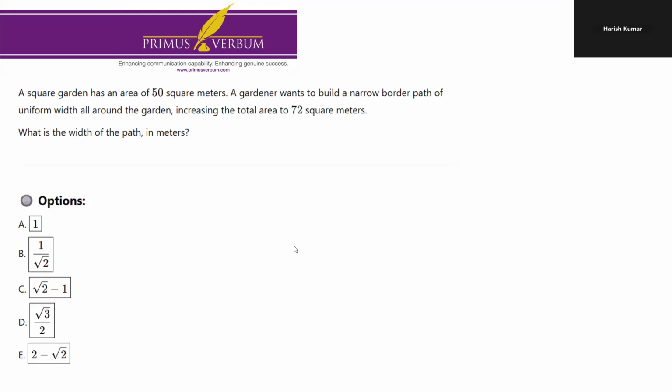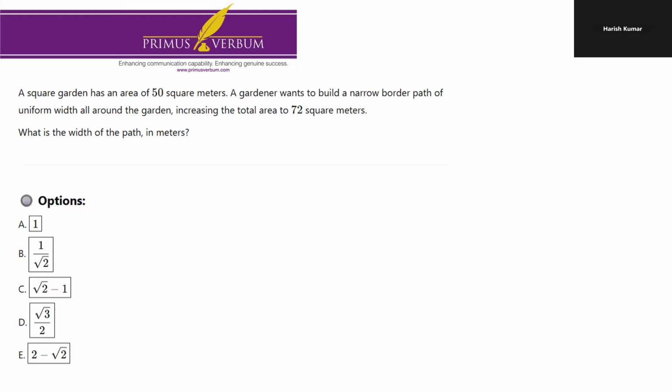Hi students, let's have a look at this question. A square garden has an area of 50 square meters. A gardener wants to build a narrow border path of uniform width all around the garden, increasing the total area to 72 square meters. What is the width of the path in meters?